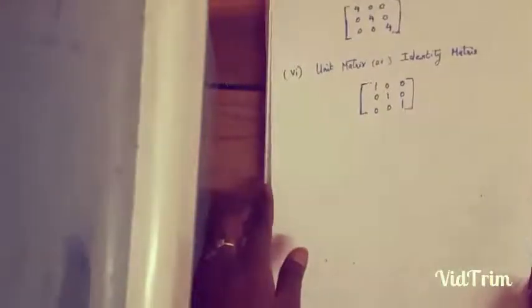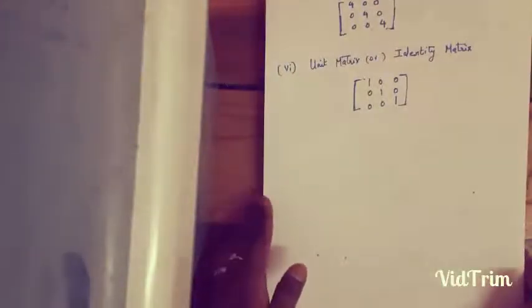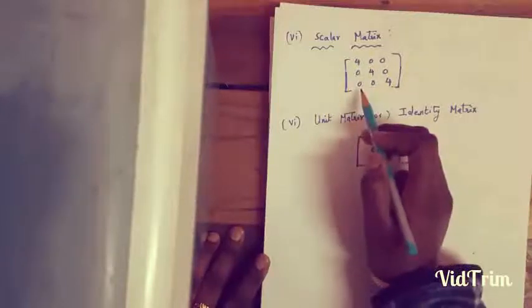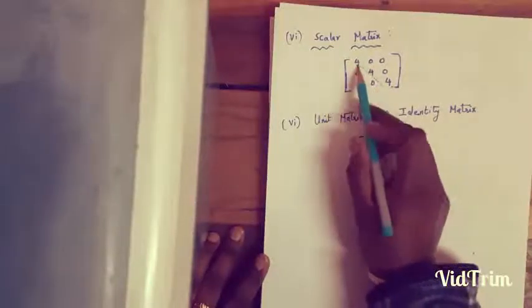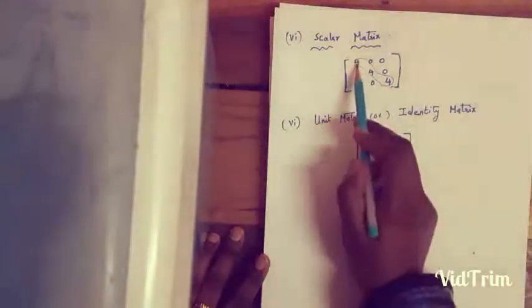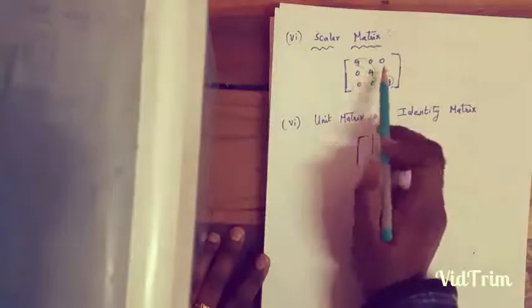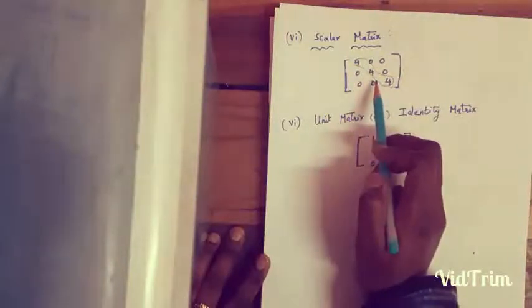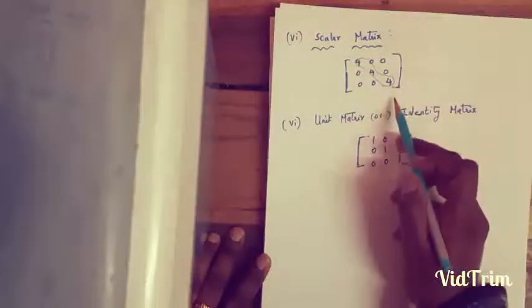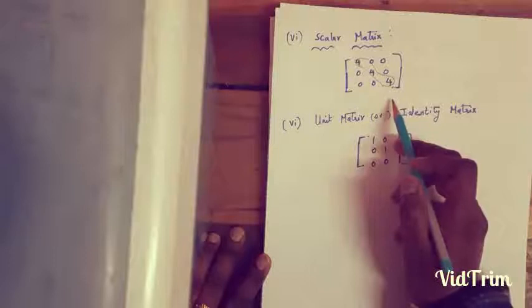Next is the scalar matrix. What is the meaning of a scalar matrix? A scalar matrix is a square matrix in which the leading elements are all the same. The leading elements here are 4, 4 and 4, but the remaining elements are 0. Right, friends? So it is an example of a scalar matrix. It is a square matrix in which the diagonal elements are all the same.